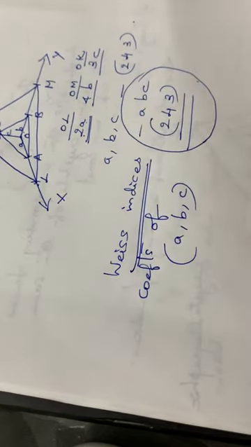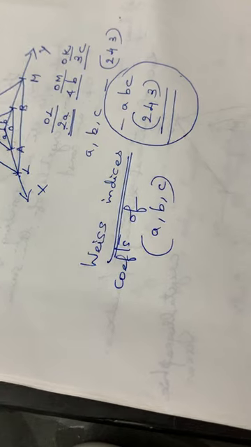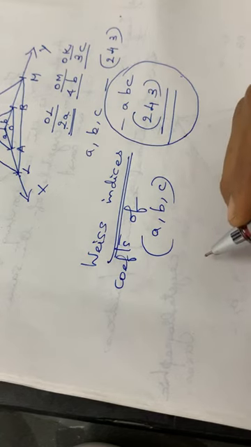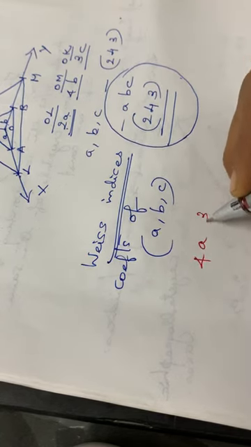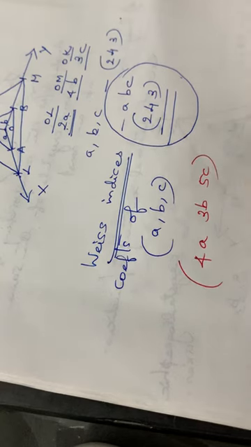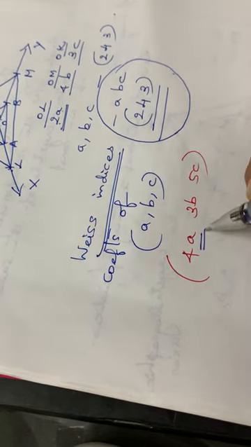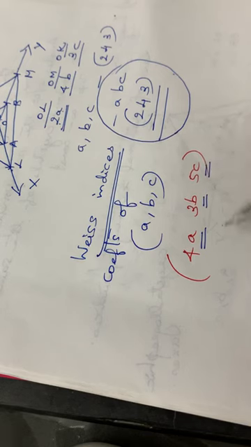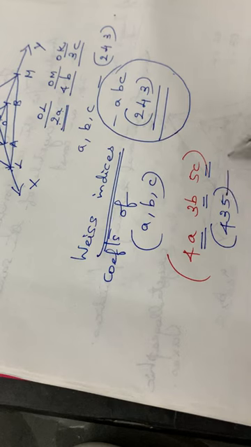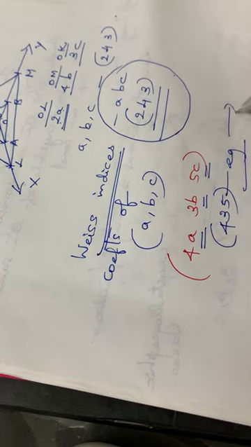Suppose, for example, a crystal has intercepts, that is, it cuts the three crystallographic axes at the distances 4A, 3B and 5C. So what are the Weiss indices here? Weiss indices means the coefficients of A, B and C. So here the Weiss indices will be 4, 3 and 5. This is just an example.